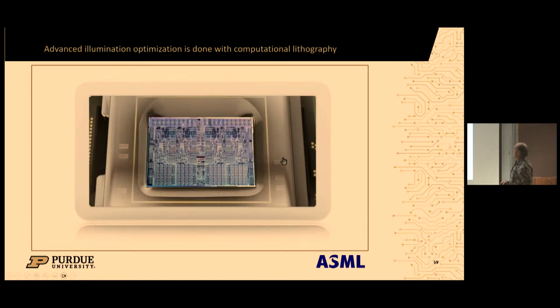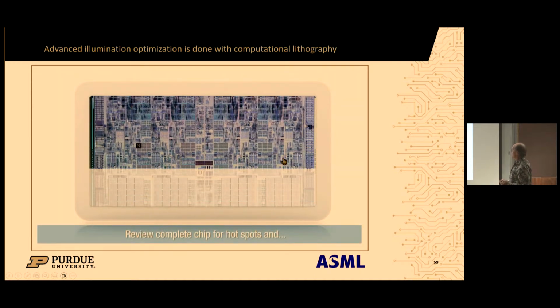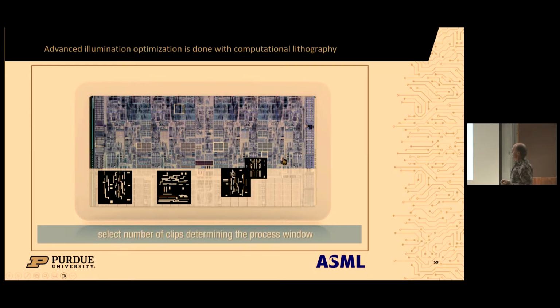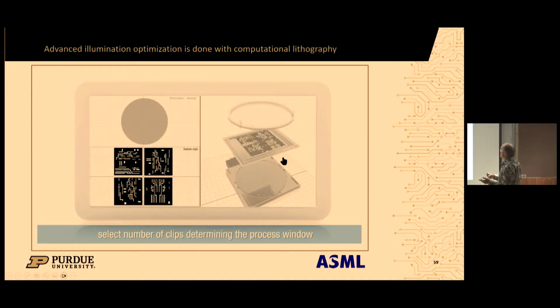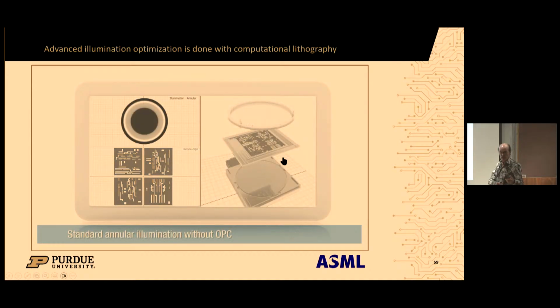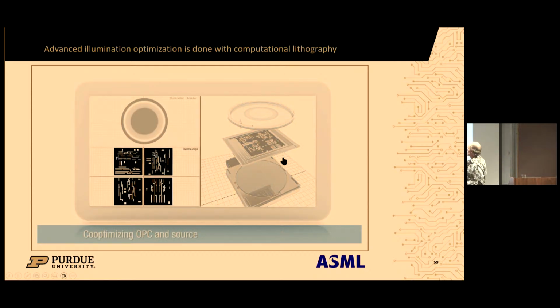How does that then work out? If I have a full chip design, I will pick a bunch of critical patterns, the ones that I care about most. For those, I will start doing this optimization. I have a forward model. I keep calculating. I can use inverse lithography and try to do a more direct calculation. But in the end, I will end up with an illumination.